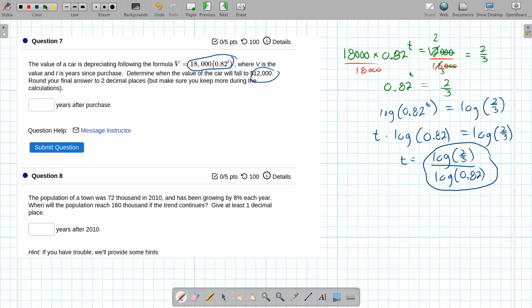So for the next one, I'm going to set it up, but let you solve it. So the population of a town was 72,000 in 2010 and is growing by 8% each year. Okay, so that's a relative growth rate. It's relative change. Relative change is percent change. When will the population reach 160,000 if this trend continues? So they want to know how many years after 2010. Okay, so we'll let t be years after 2010.